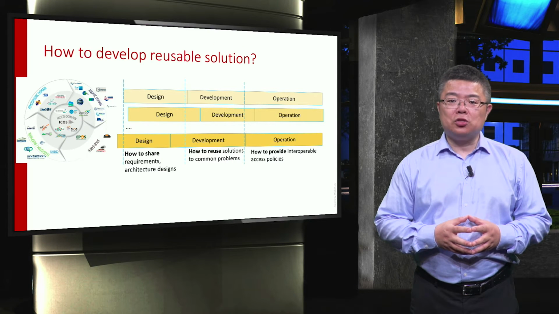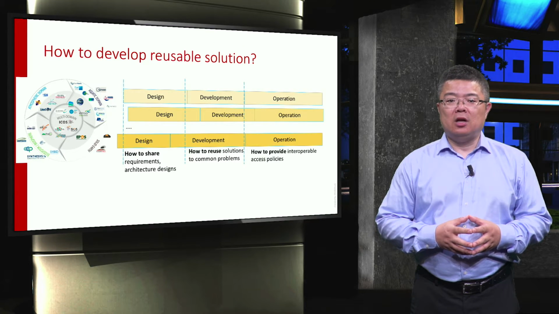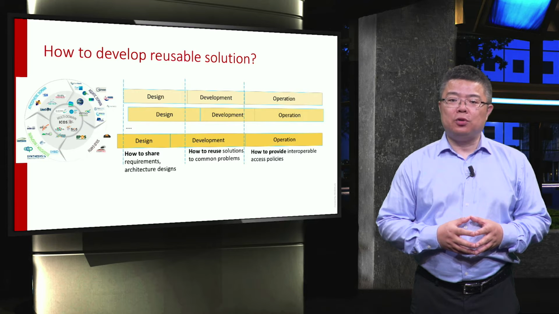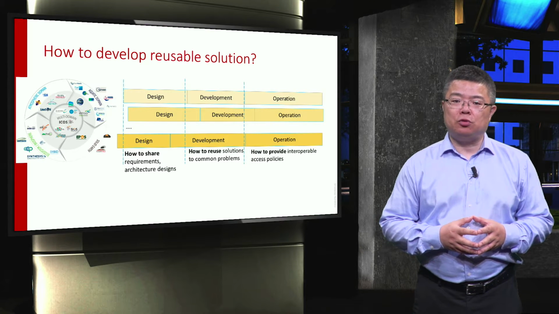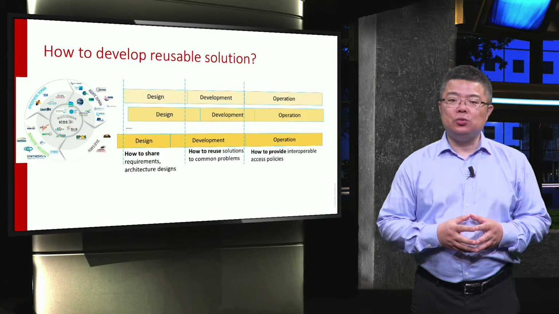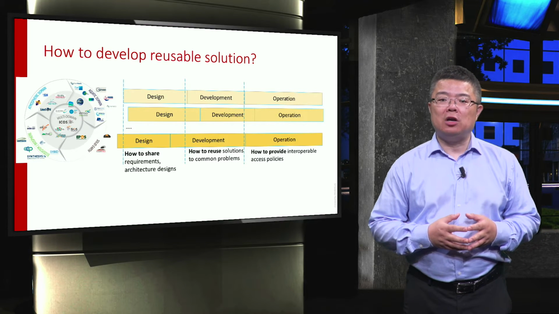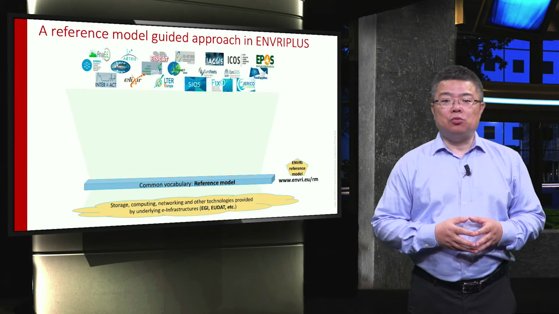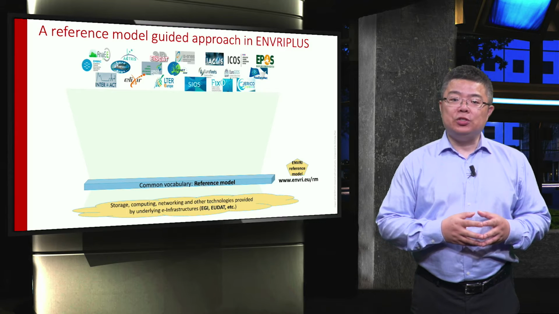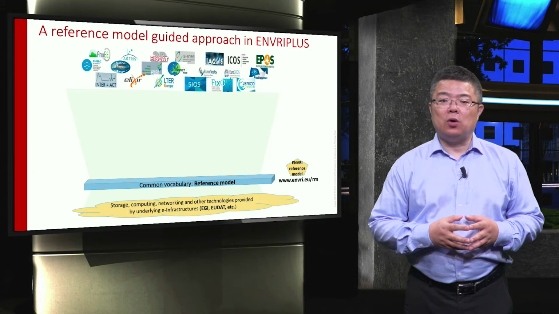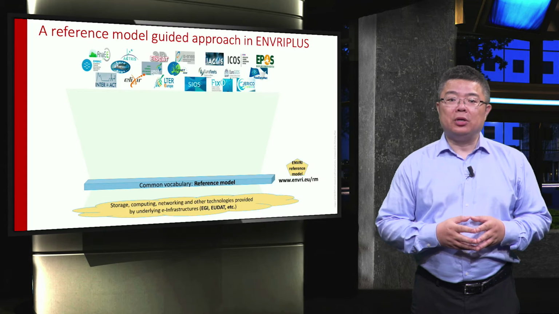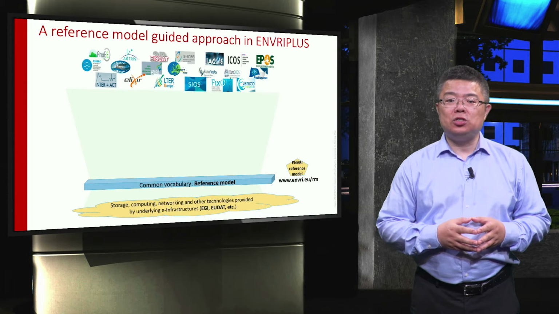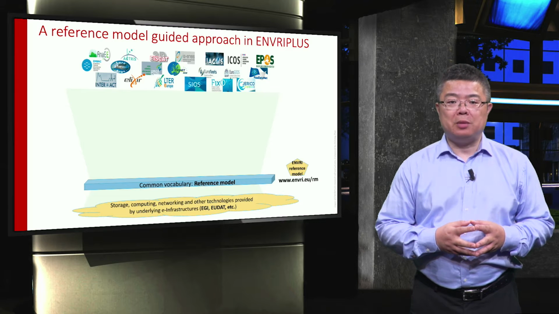Using the ontological framework as the basis, a reference model-guided engineering approach was applied in the ENVRIplus project to develop reusable solutions to the common challenges that environmental RIs face. The reference model was used to guide not only the design of the requirements collection processes, but also the reviewing of the existing technologies and analysis of the gaps in the current RIs' development roadmaps.